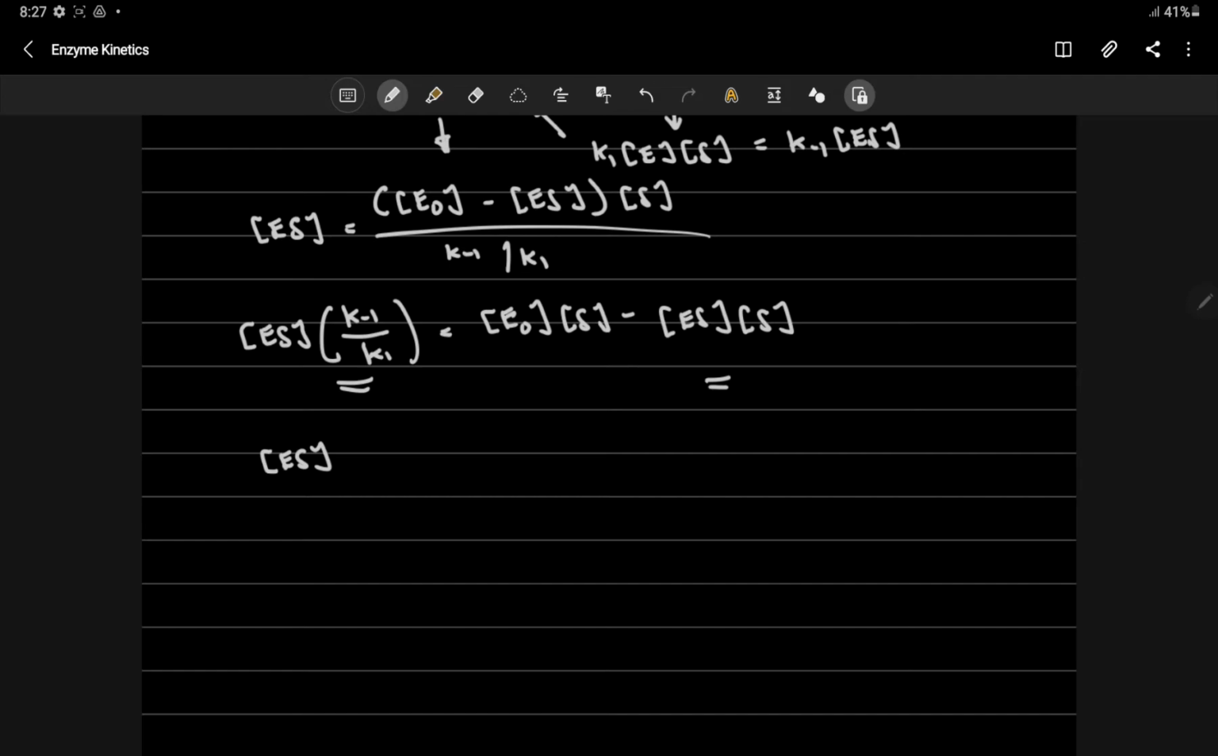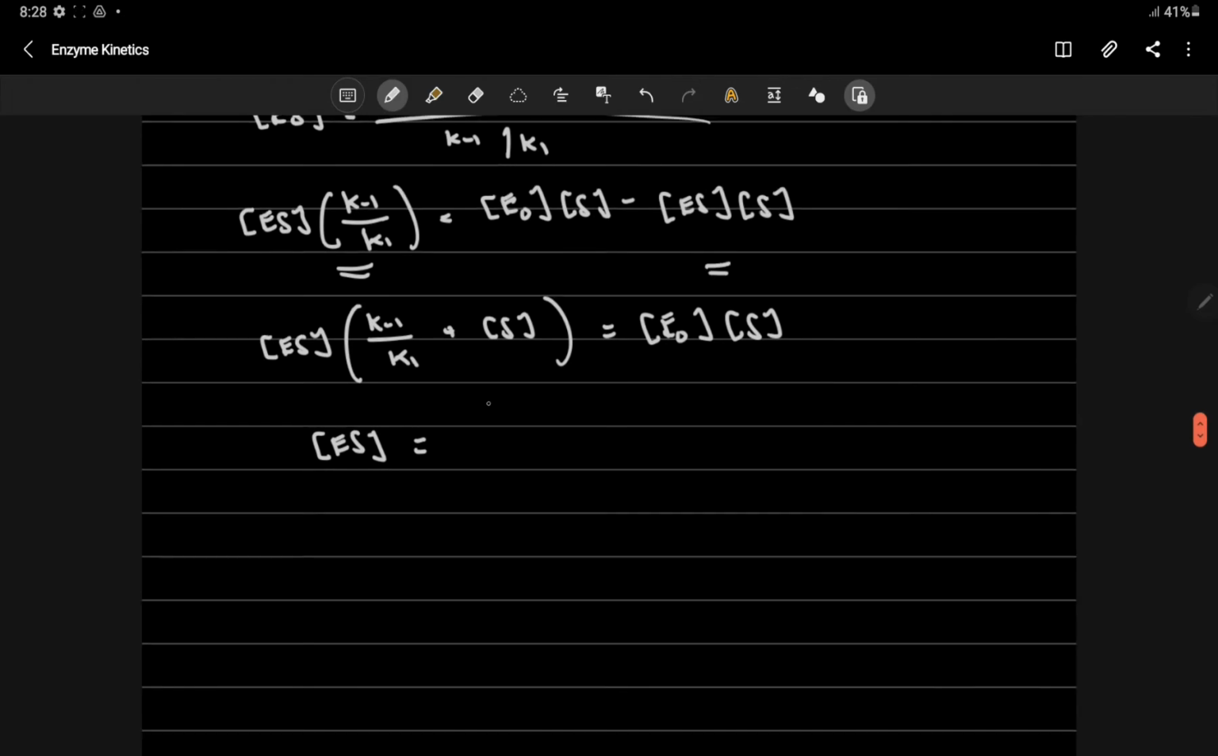Alright, and then multiplied by K negative 1 over K1 plus substrate concentration equals initial concentration ng enzyme times the substrate concentration. So we can now solve for the enzyme substrate concentration. So ano mangyayari? Magiging initial enzyme times substrate divided by K minus 1 over K1 plus the substrate concentration.